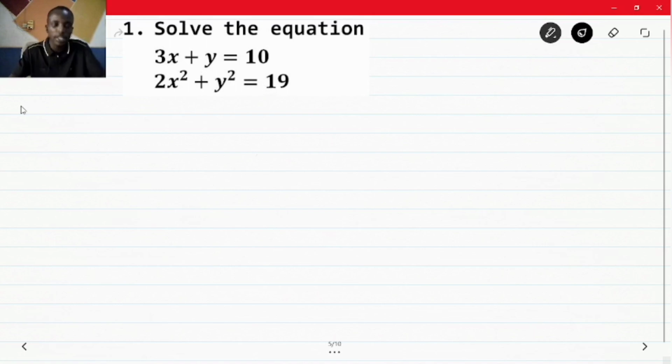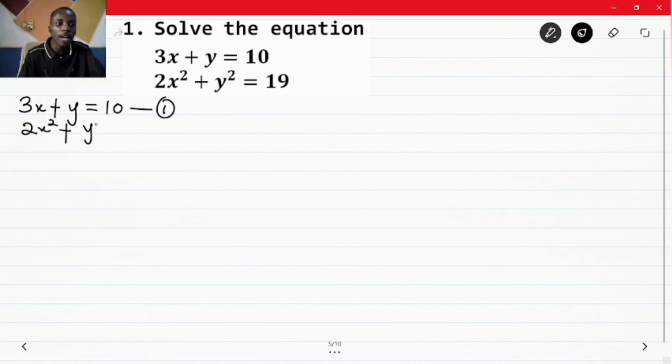So let's get started. We have 3x plus y equals 10. I'll call that my equation 1. Then I have 2x squared plus y squared equals 19. I'll call that my equation 2.